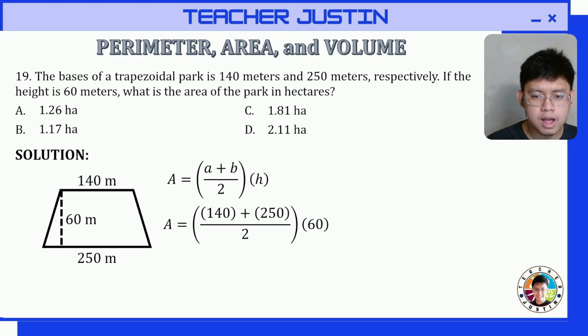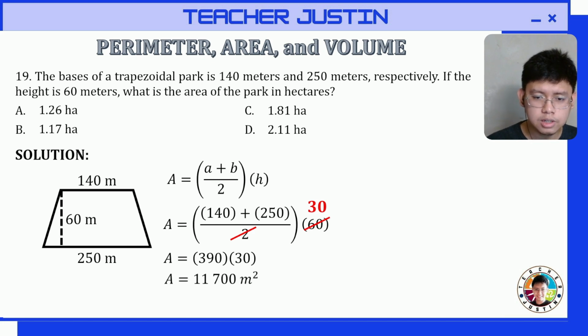So let's simplify. We can cancel 60 and 2. So 60 divided by 2 will be 30. Tapos pwede na nating i-add si 140 plus 250. So 140 plus 250 will be 390. Then we multiply it by 30. That will give us, so since naka-squared meter siya, we have to convert it to hectares. And we know that 1 hectare is equal to 10,000 squared meters.